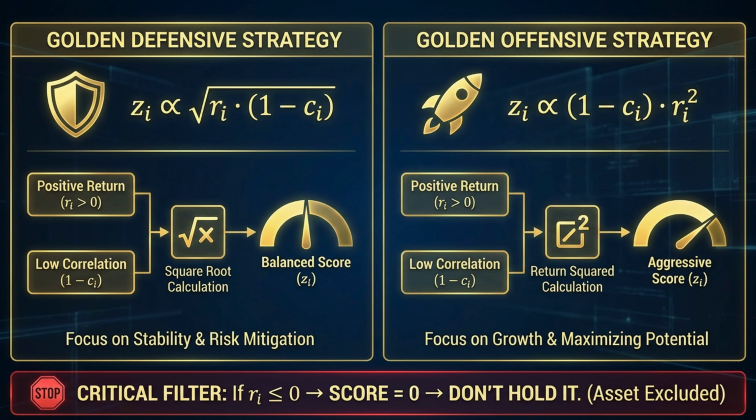Here's where it becomes actionable. The authors boil their approach down to two easy scoring rules. Defensive golden EAA: score an asset using the square root of return times 1 minus correlation. Offensive golden EAA: score it more aggressively using 1 minus correlation times return squared. In both versions, there's a hard filter. If an asset's momentum return is not positive, it gets a score of 0, meaning it's excluded.